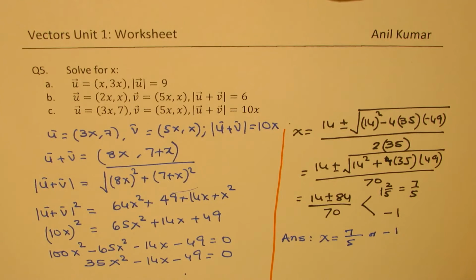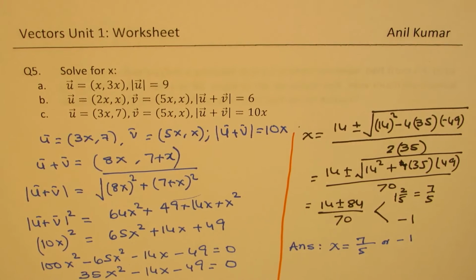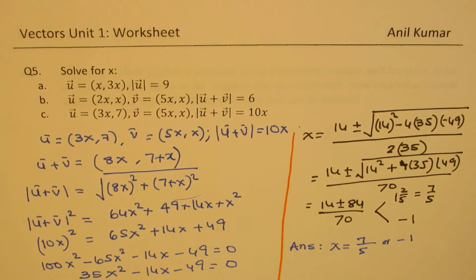So I hope with this you clearly understand how to find the value of x using the dot product or understanding the magnitude of vectors or their sums. So I hope the solutions up to question number 5 are absolutely clear. We'll take a short break now and then continue with the rest of the solutions.